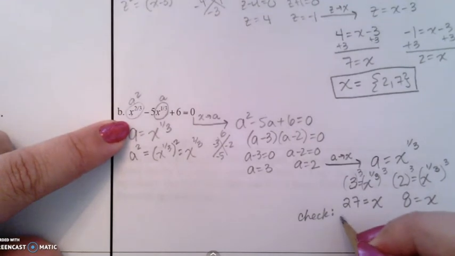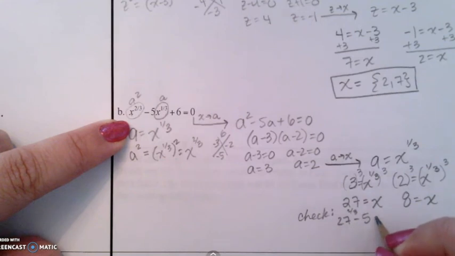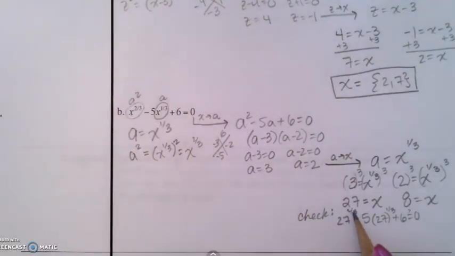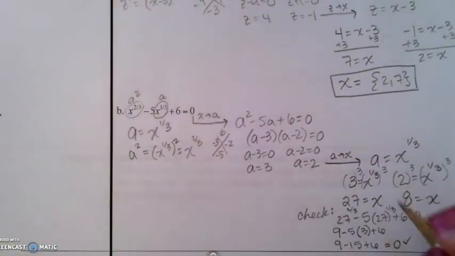So we want to know: 27 to the 2/3 minus 5 times 27 to the 1/3 plus 6, does it equal 0? Well, 27 to the 2/3 is the cube root of 27, which is 3, squared. 9 minus 5 times the cube root of 27, which is 3, plus 6. 9 minus 15 plus 6. 9 minus 15 is negative 6 plus 6 equals 0. So it checks out.